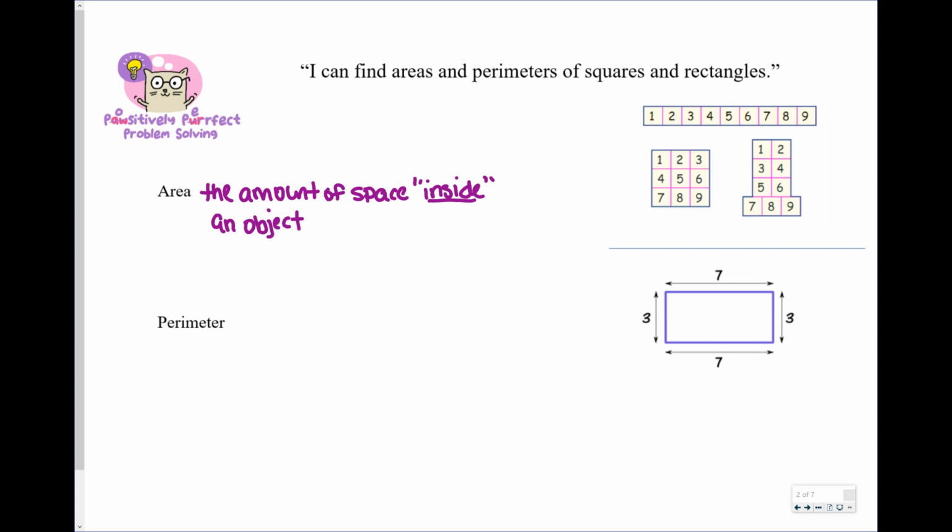Perimeter is different, and a lot of us get perimeter and area confused. Perimeter is the distance around an object. So I'm going to look at this rectangle over here. One side length is 7, one side length is 3, the other is 7, the other is 3. So when I want to find the perimeter, I would have to add all these up, right? 7 plus 7 plus 3 plus 3.